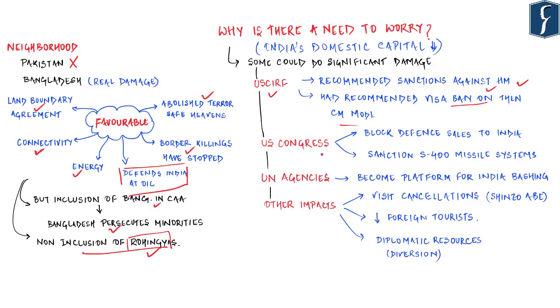Now, the US Congress has already held a hearing, and as we all know, being extremely powerful, for example, they can block defense sales to India, for which we are showing great interest in transfer of technology, as well as they can interrupt our defense ties with Russia by sanctioning S-400 missile systems, and hence we should take the criticism of the US Congress very seriously.